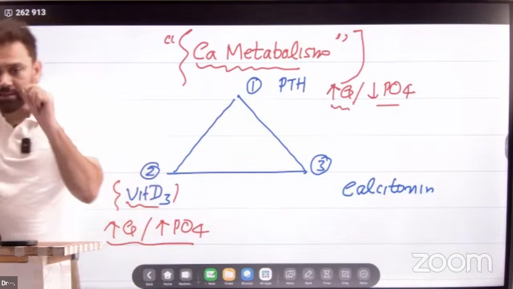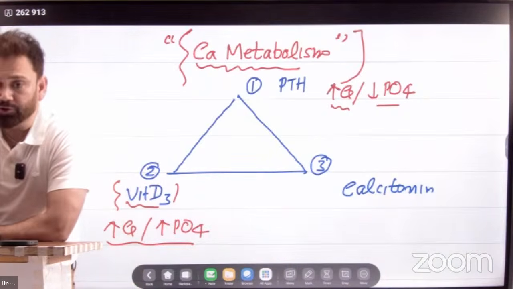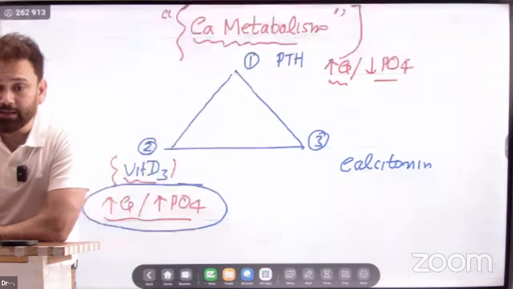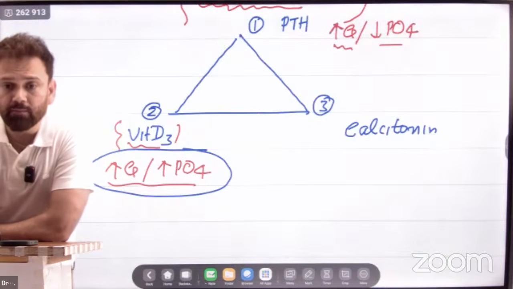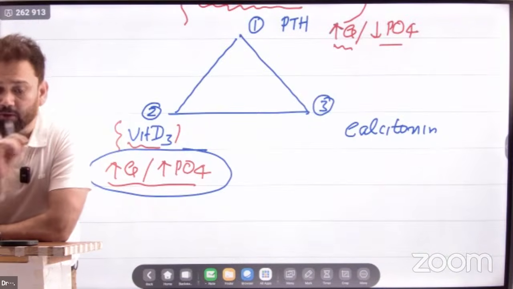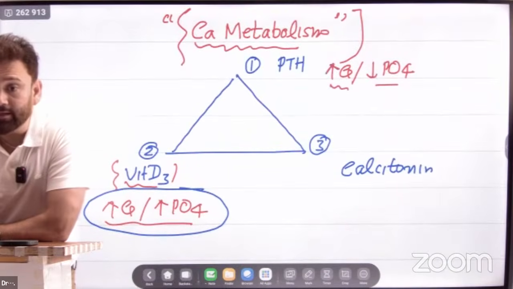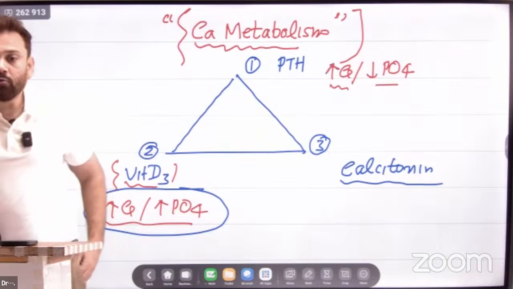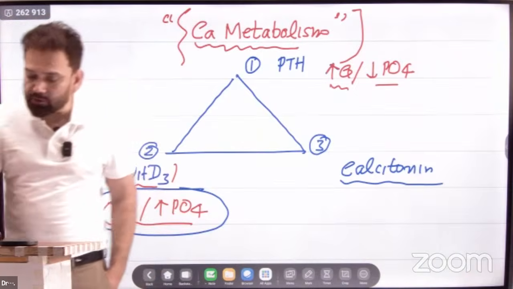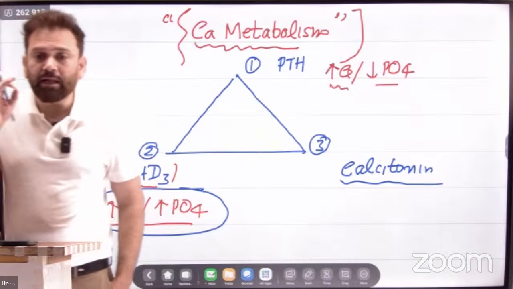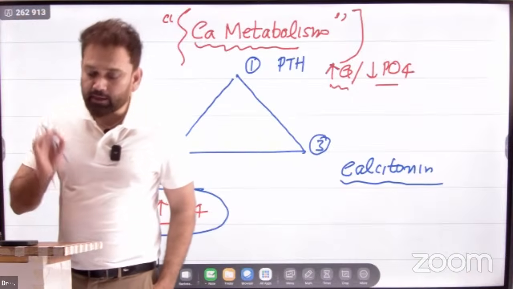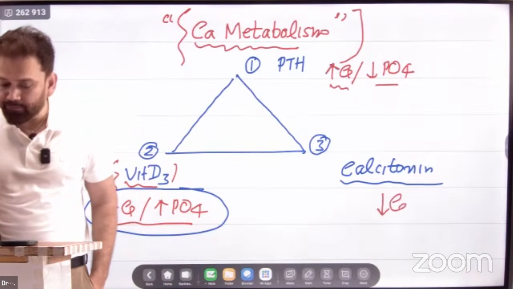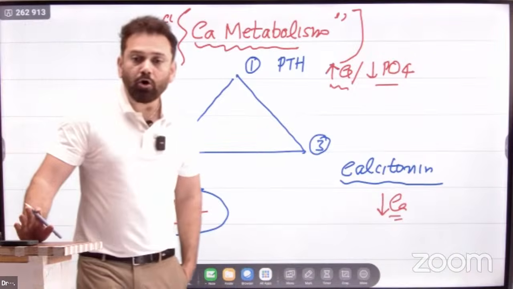So by just knowing this fact, in the exam a lot of points can be written if you know this point, that vitamin D3 is increasing calcium in the blood as well as phosphate in the blood. On the other hand, parathormone is increasing calcium but decreasing phosphate. Now, what happens with calcitonin? What is the main function of calcitonin, doctor? See, calcitonin decreases calcium. Calcitonin decreases the level of calcium in the blood. It has no role on phosphate.